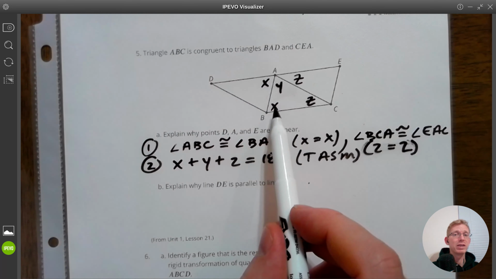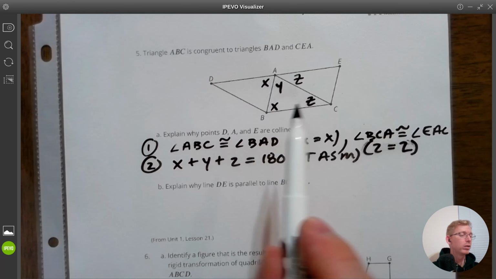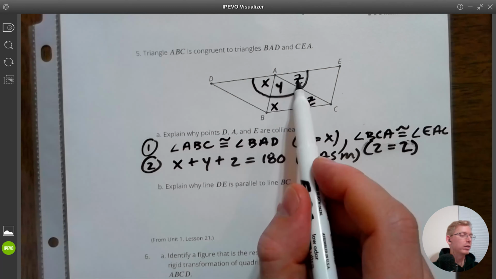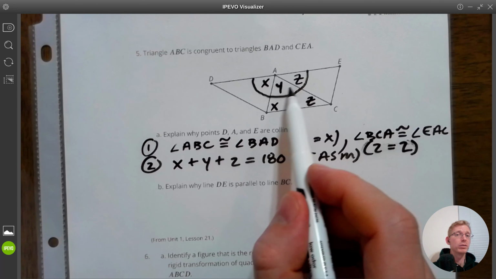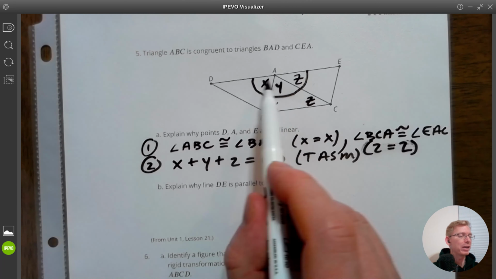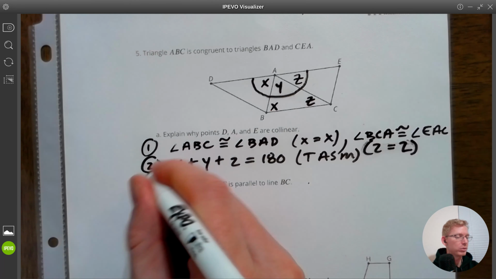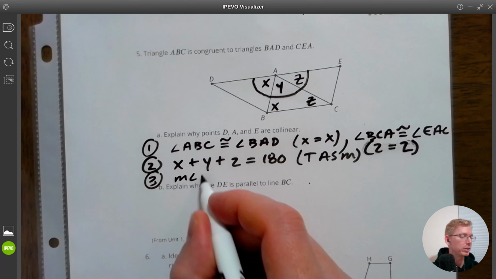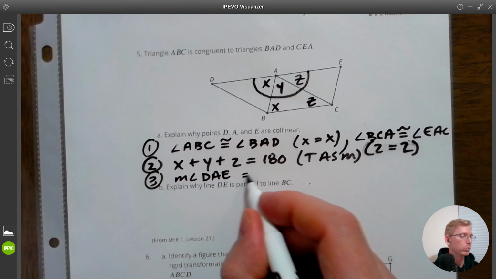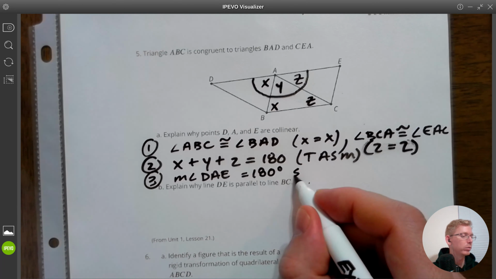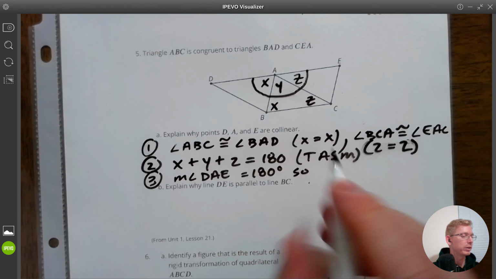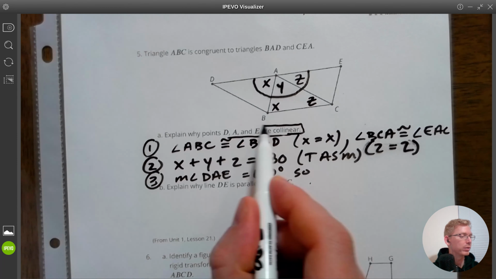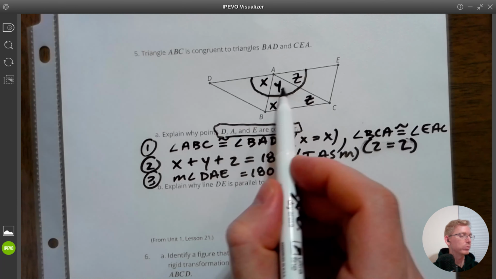Now, since x plus y plus z equals 180, up here we also have x plus y plus z going, so because these 3 right here are adding up to 180 degrees, that means that DAE has to be a straight line. So we're going to say that the measure of angle DAE equals 180 degrees, so D, A, and E are collinear. So that takes us to this statement. They're collinear because they have to be on the same line, because these 3 angles right here add up to 180 degrees.